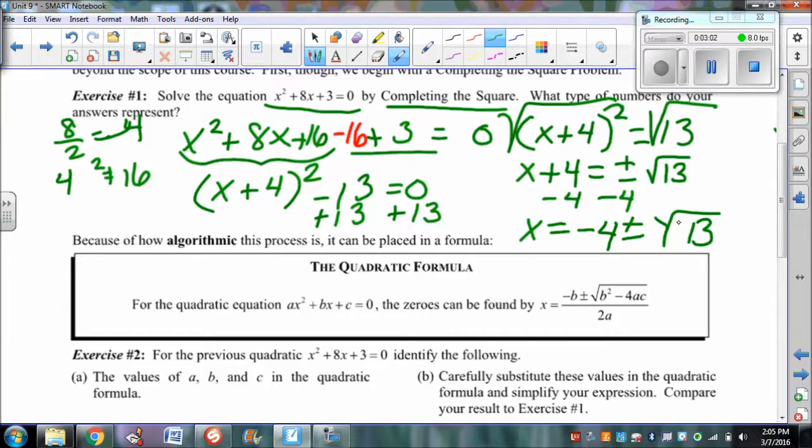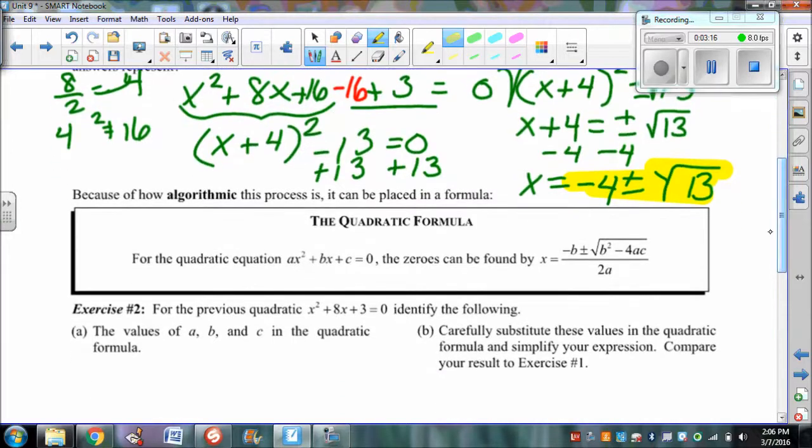And it says, what type of numbers does this answer represent? Hopefully by now, you know that when you take a rational number, negative 4, and add it or subtract it to an irrational number, you get an irrational number. So we can't possibly factor something with an irrational number as a solution. So this is where the quadratic formula comes into play.